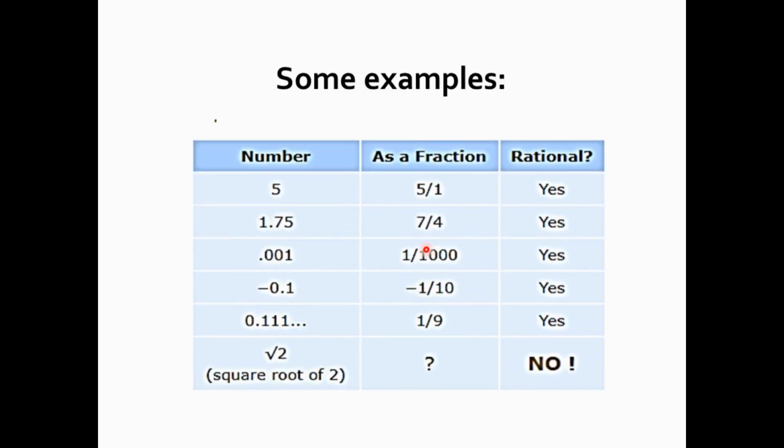Okay. Here are some examples of rational numbers. We have here the whole number 5, which can be transformed into 5 over 1. Then 1.75 can be transformed into 7 over 4. Then 0.001 can be transformed into 1 over 1000. Then negative 0.1 can be transformed into negative 1 over 10. Then 0.111 and so on can be transformed into 1 over 9. Then the square root of 2 cannot be considered a rational number. Alright?